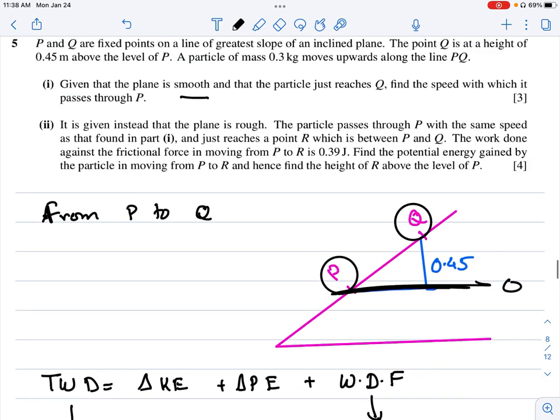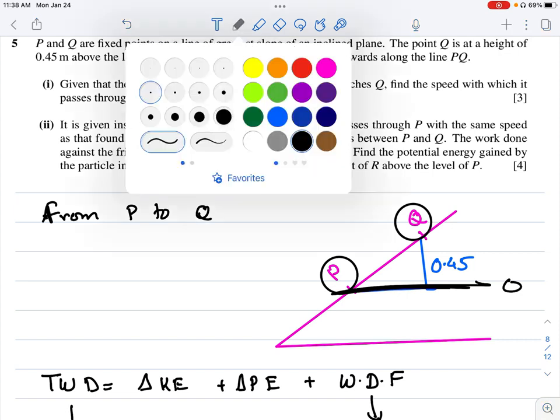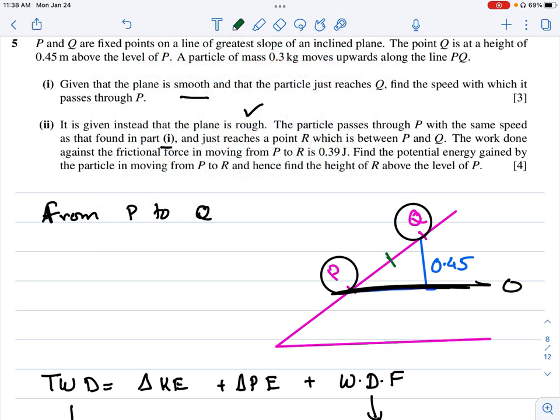Now it is given that the plane is rough. The particle passes through P with the same speed as found in part A and just reaches a point R, which is between P and Q. The work done against the frictional force from P to R is 0.39 joules. Find the potential energy gained by the particle from P to R and hence find the height of R.